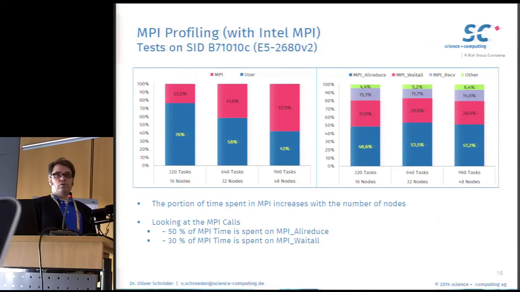So then the next thing to look at is obviously what kind of routines make up the time in our MPI calls. Because if we're lucky, it's just a few, and we can tune those and maybe gain something from it. And actually it turns out that MPI_Allreduce is basically 50%, whatever the size of the cluster. The next one is MPI_Waitall, 30%, and then we have 20% other stuff. So it's worthwhile to look at MPI_Allreduce.